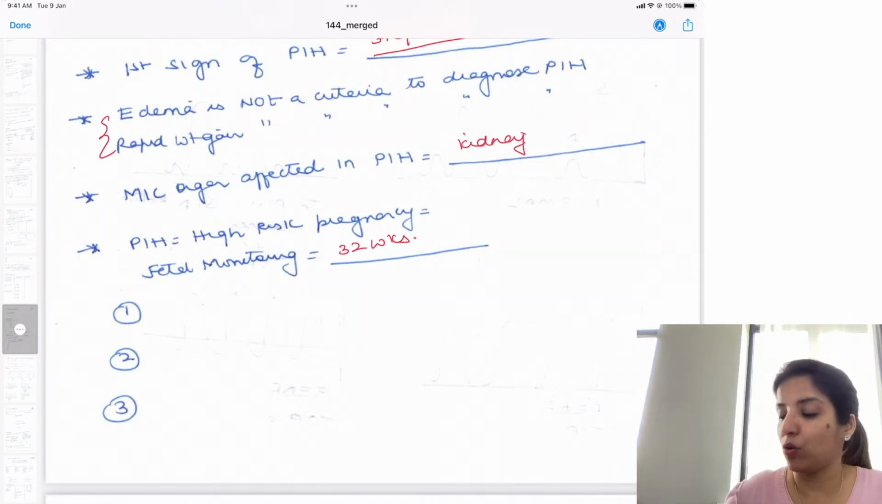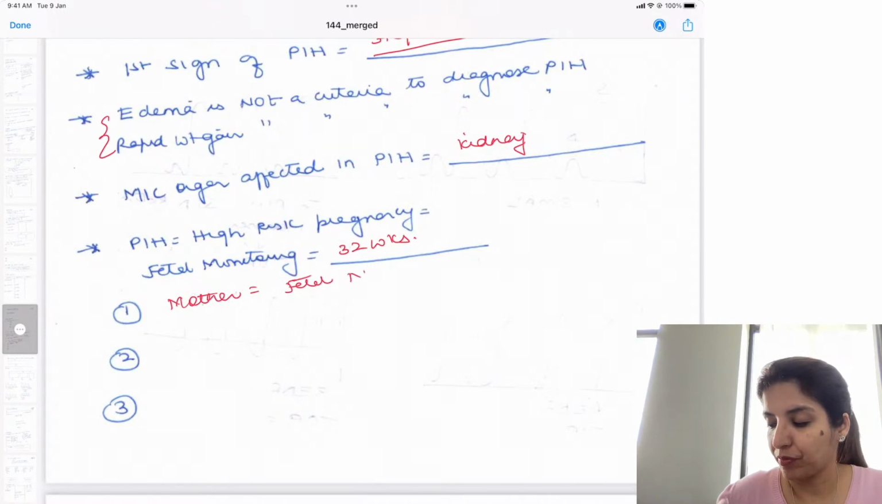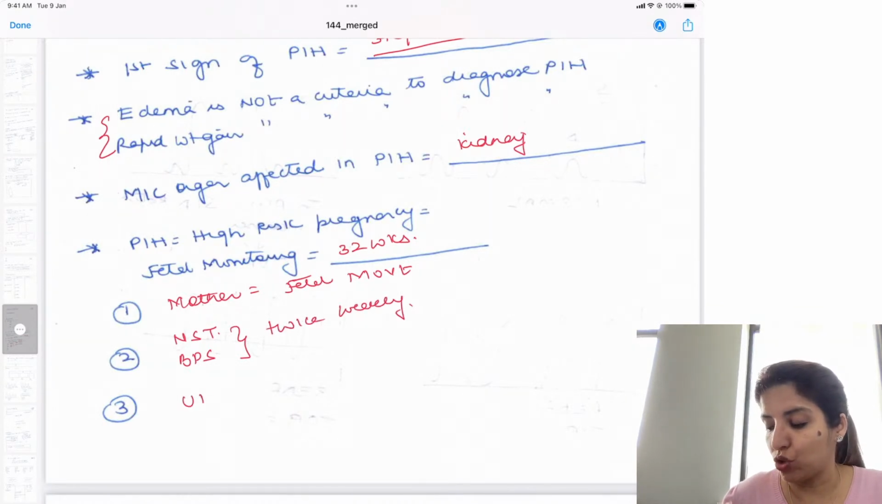So number 1, you are going to tell the mother to keep a track of fetal movement. Number 2, you will have to do NST or biophysical score, and as I told you, in high risk pregnancy it is preferable to do it twice weekly. And because there is uteroplacental insufficiency, I will do umbilical artery Doppler.